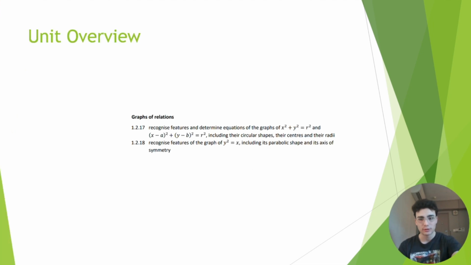So in terms of the unit overview, it only lists two relations that we're going to be dealing with, but I also want to revisit the concept of the vertical line test and why that is able to differentiate between functions and relations, because I think that's an important conceptual basis for relations. And once I've done a bit of a recap of the vertical line test, I'll move into how we graph relations and how we can determine equations of relations given graphs, specifically for circles and also for, I'll call it, a horizontal parabola. So let's get straight into it.